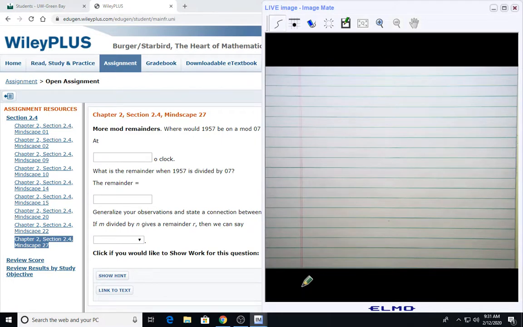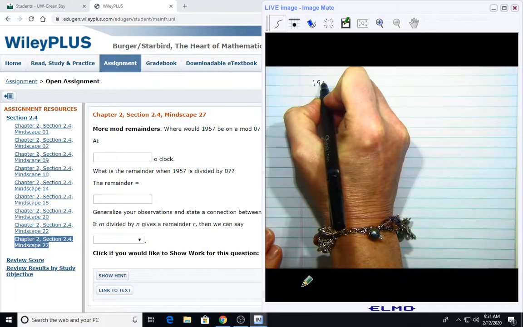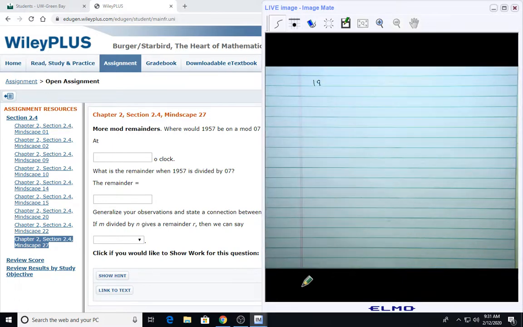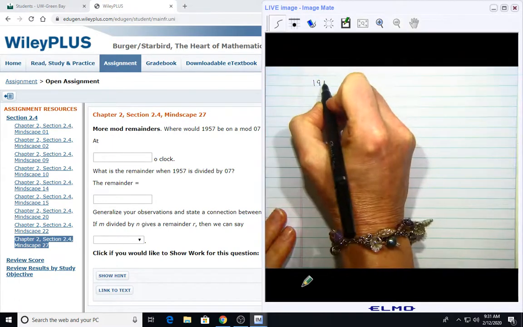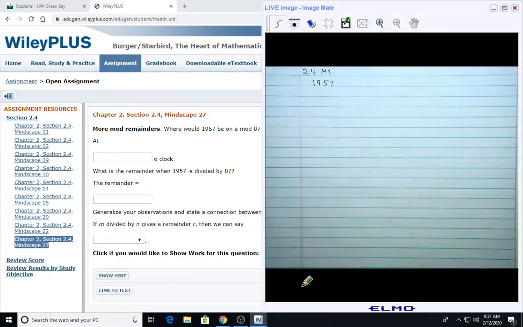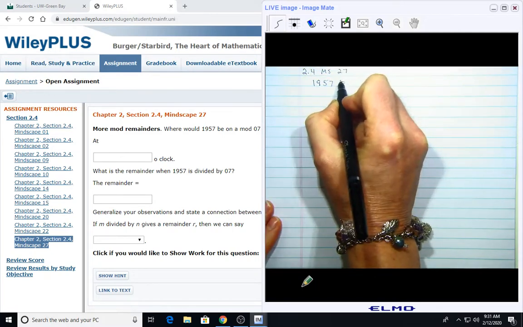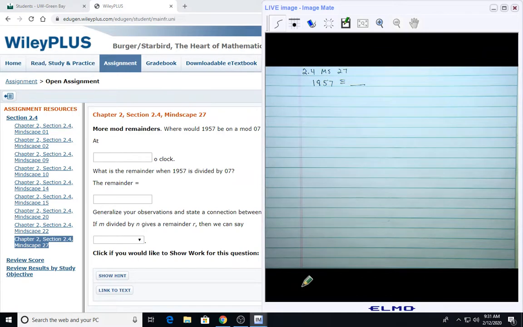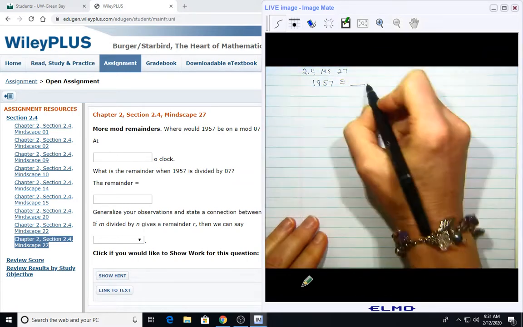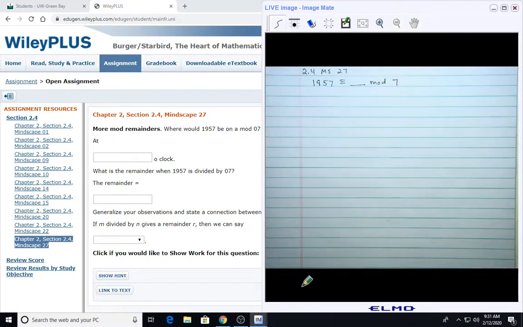So we're looking at where would 1,957 be on a mod 7 clock? What they're doing is saying 1,957 is equivalent to what number mod 7. Okay, so we use the modular arithmetic like we did in class.